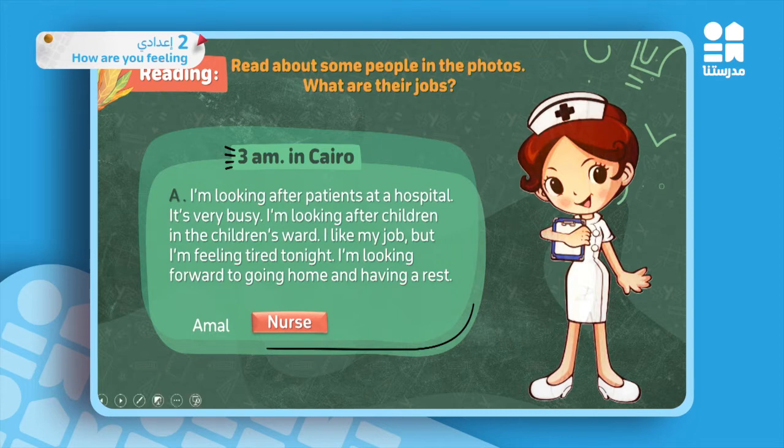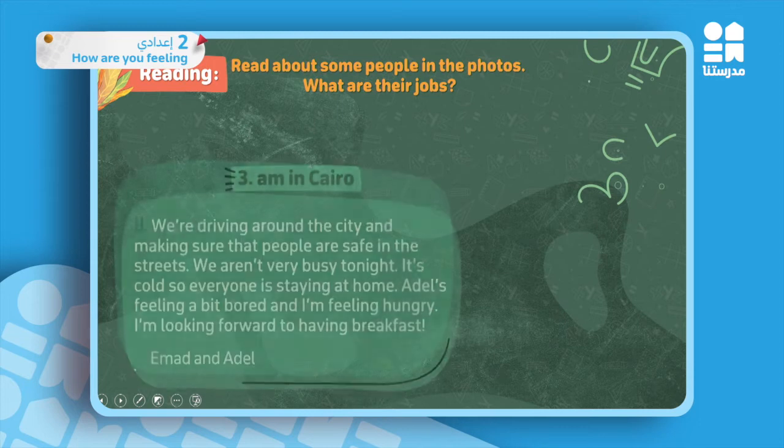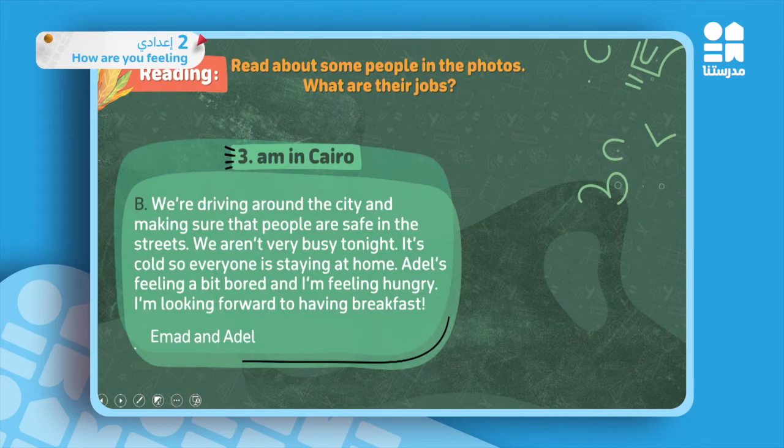Now, let's go for the second slide and let's guess the job of the next characters. Here, we are driving around the city and making sure that people are safe in the streets. We aren't very busy tonight. It's cold, so everyone is staying at home. Adil is feeling a bit bored. And I am feeling hungry.